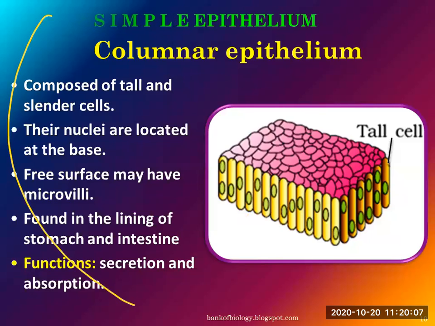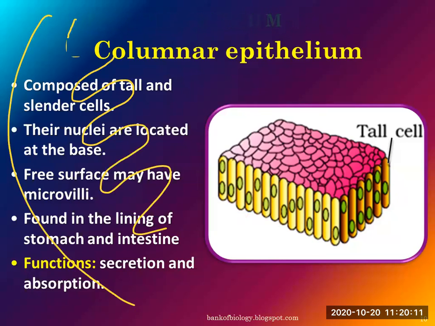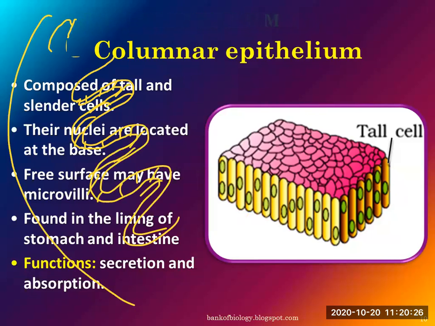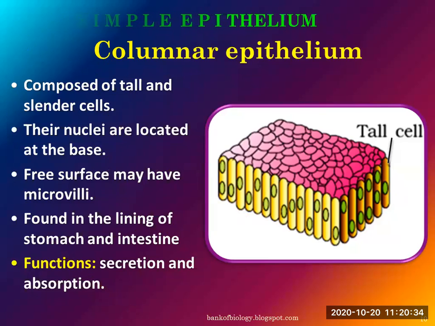If you take the intestine, the microvilli are composed of this particular epithelium itself. That means in the inner lining of stomach and intestine, particularly in the intestine, the columnar epithelial cells form microvilli. So that is to be remembered: the free surface may have microvilli, in the intestine. So that makes what? Absorption of digested food material.